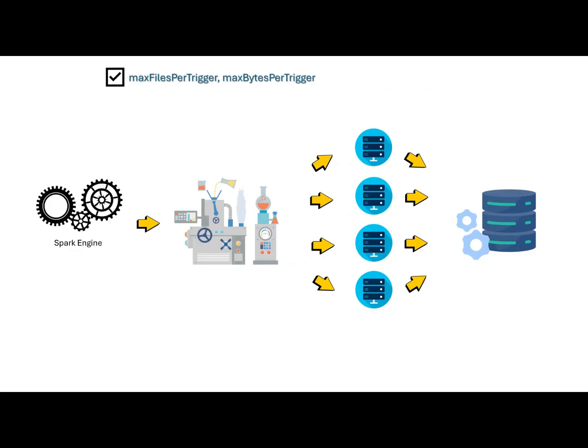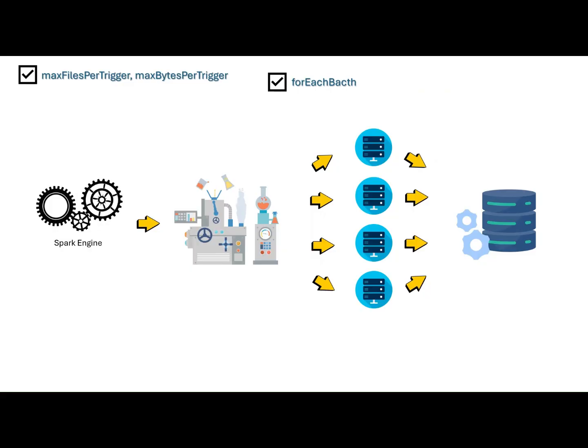Moreover, we can utilize options like foreachBatch to execute a custom piece of code on the data frame in each micro batch. Apart from this, Spark structured streaming also provides a checkpointing mechanism to store the state so as to provide seamless failure recovery. There are a lot more options that Spark structured streaming provides, like recursive file lookup, path glob filter, etc.